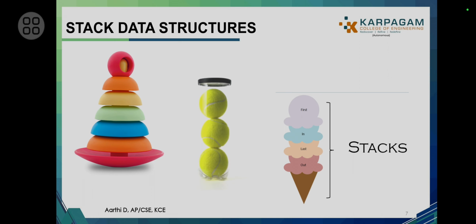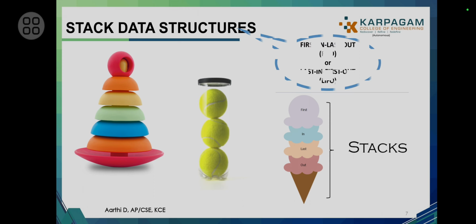So with the help of these examples, you can explain that the last arranged one is the first one to be taken out, or the first arranged one is the last one to be taken out, right? So this is what a stack data structure is. This is like the first in last out scenario, or last inserted element is taken out first, that is last in first out scenario.